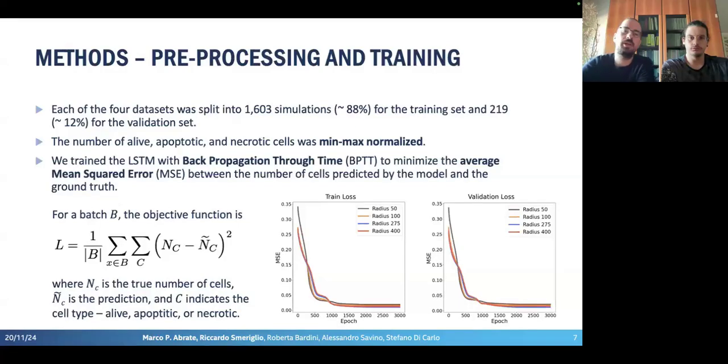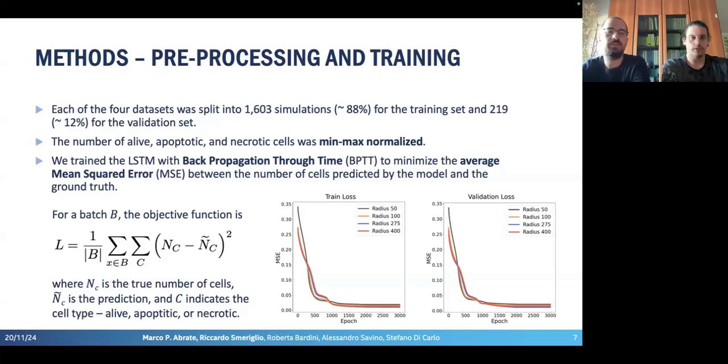So a bit more about the preprocessing and training of our model. We split the data into a training set and a validation set. We didn't use a test set because we didn't perform any optimization of the hyperparameters of the model. Also, the number of alive, apoptotic and necrotic cells was min-max normalized based on the tumor radius that we used.